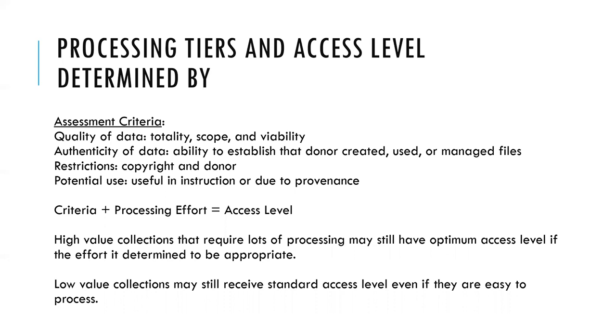So again, as I mentioned before, the article has an example of the Clifton article where the collection did have a lot of weird formats, and it was a lot of effort to provide access to those records, and it did involve a lot of processing, but those records were still given optimum access because the archivist at Emory University thought that the collection was important enough and that it would be used enough to warrant this additional effort.